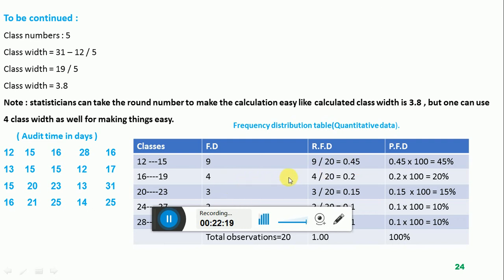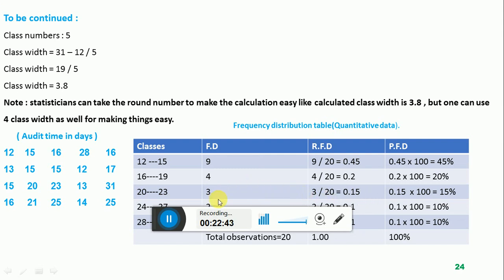Relative frequency of the second class: frequency of the class, 4, divided by 20 is equal to 0.20. This is the relative frequency of the second class. Relative frequency of the third class, how can we compute it? We will divide the frequency of the class, 3, by the total number of observations. So 3 over 20 is equal to 0.15.